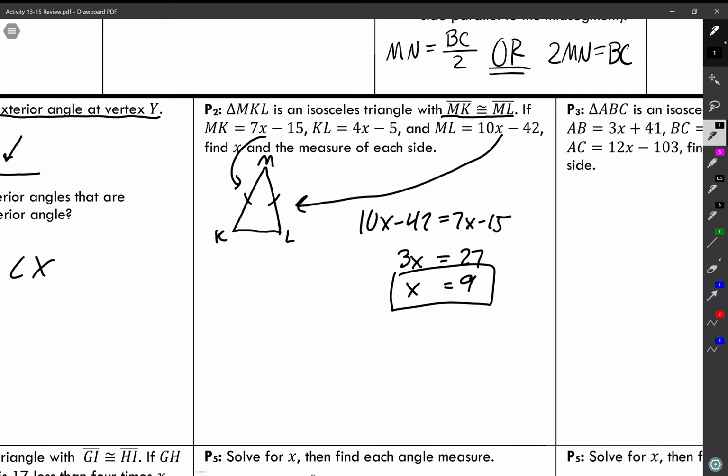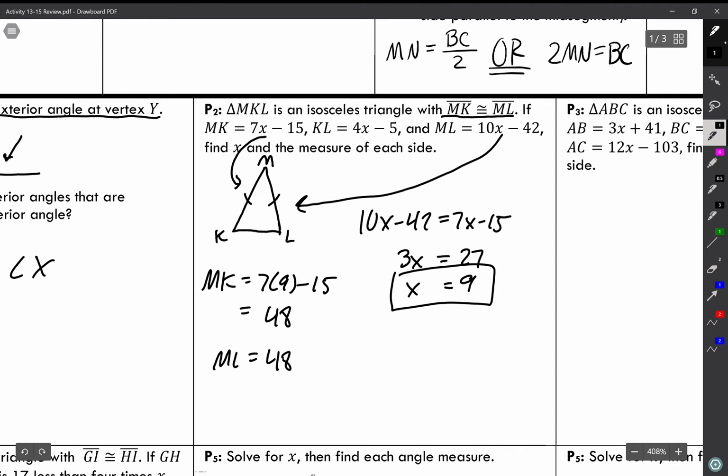Now let's start with finding MK. We'll just plug in 9 for x. So 7 times 9 minus 15, and that's equal to 48. MK and ML are equal, so ML is also 48. And then KL, lastly, is 4 times 9 minus 5, which is 31. Alright, that's that.